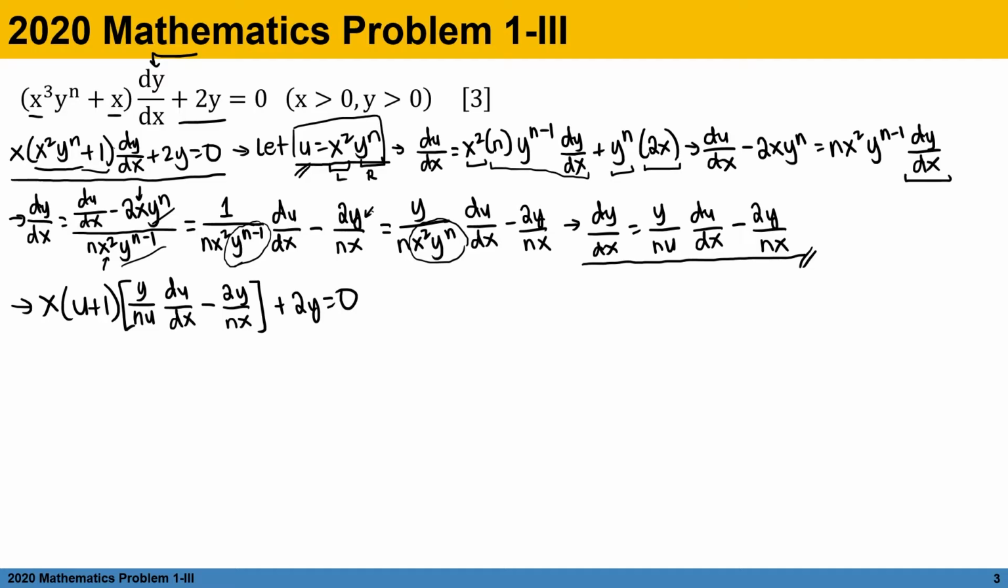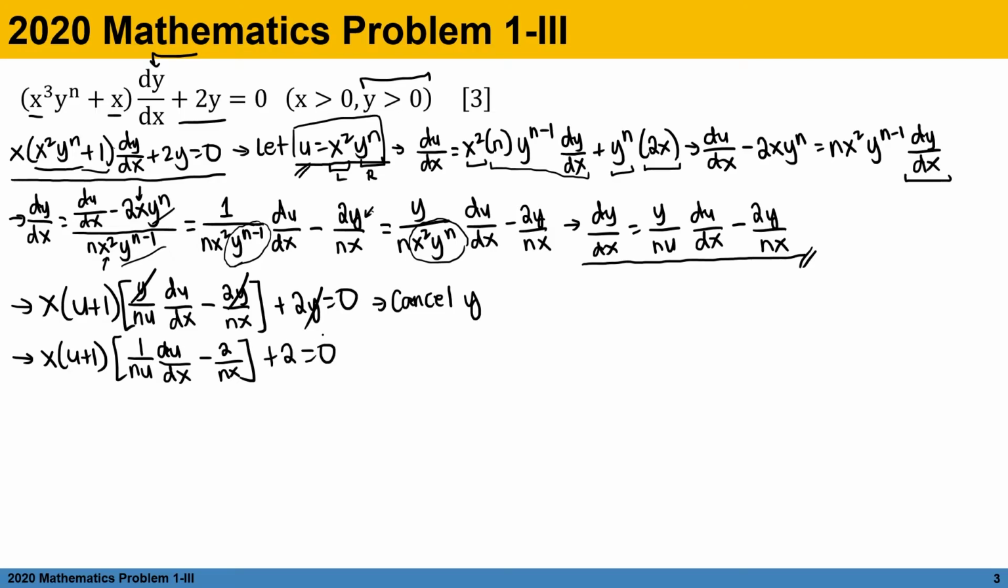As we can see from all the terms, we can cancel y. We can cancel y because y is defined to be greater than 0 and it will not render the equation undefined when we cancel y. Cancellation of y will give us x times u plus 1 quantity, 1 over nu du over dx minus 2 over nx, plus 2 equals 0.